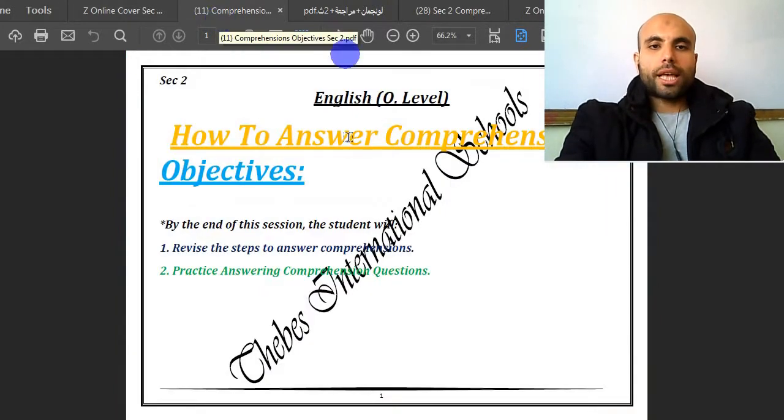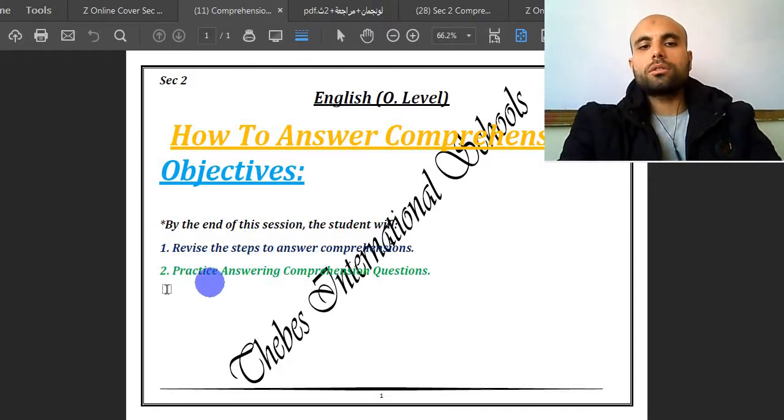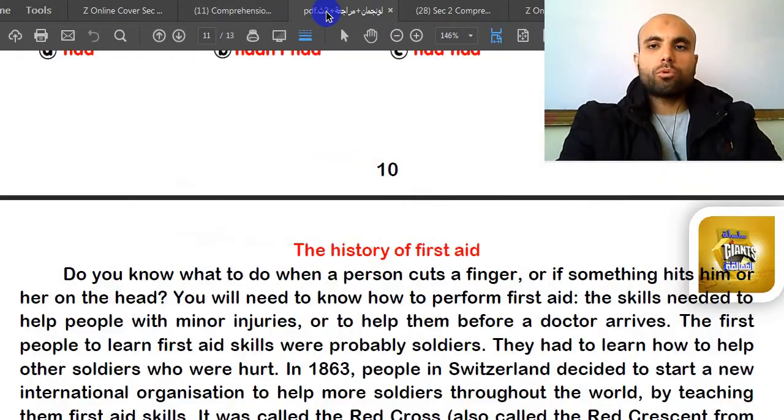So now, today, I'm gonna teach you how to answer comprehensions. So what are the objectives? By the end of this session, the student will revise the steps to answer comprehensions and practice answering comprehension questions. So now let's move to the questions. Our comprehension today is called The History of First Aid.